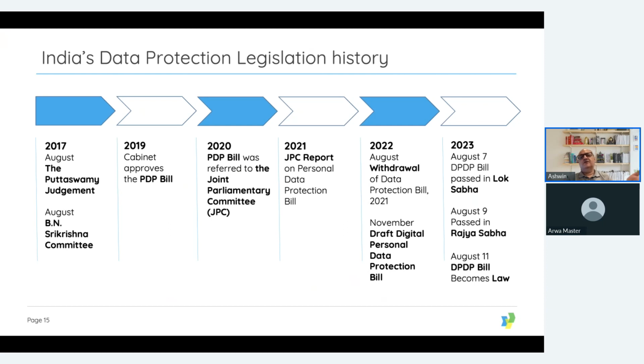It all started in 2017 when the Supreme Court passed the Puttaswamy judgment, that privacy is a fundamental right. And then we have seen various steps over the last 5-6 years. The Sri Krishna Committee was formed, and the PDP bill was there, which was later withdrawn in 2022. And the DPDP bill was presented, which got passed on August 11, 2023, and it has become a law as of today.